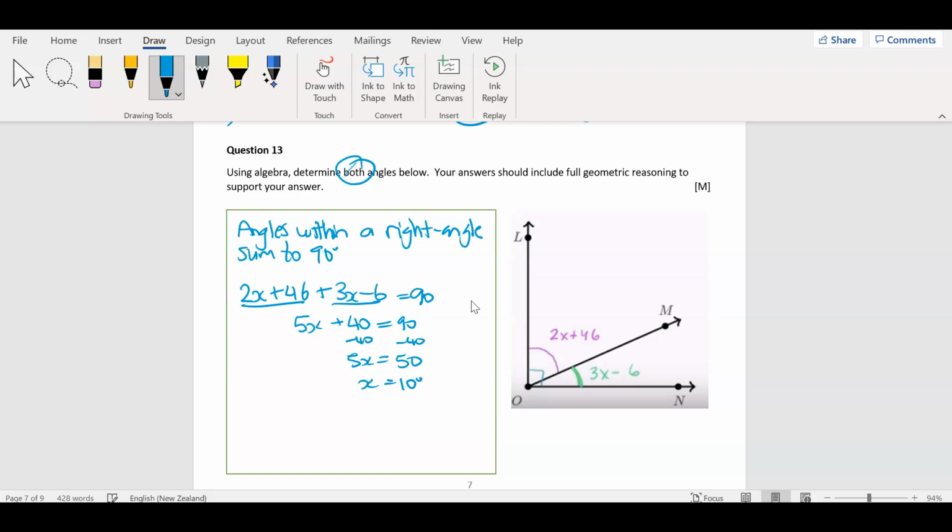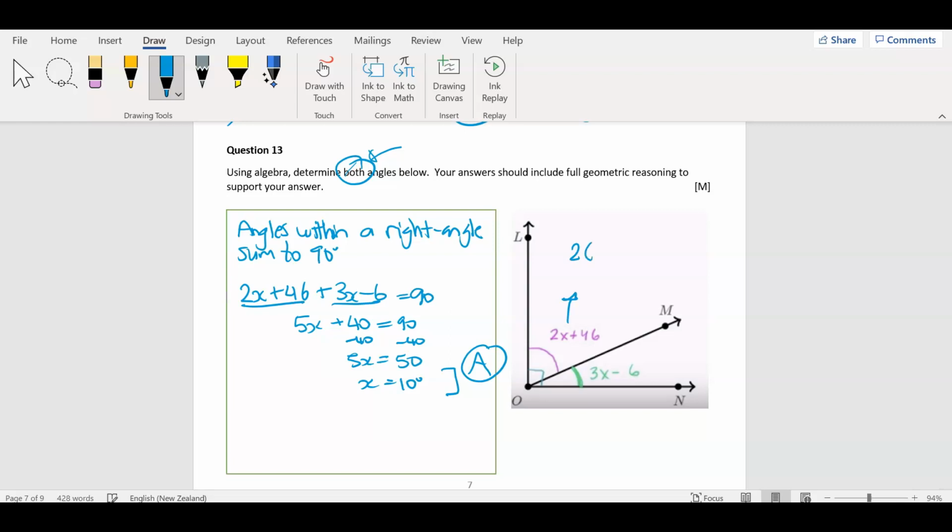A few of us did stop at the x part of it, but you haven't actually calculated any of the angles. So if you stopped there, your teacher would have been a bit nice and probably given you an achieve mark. However, there's a bit more work we need to do. We've been asked to find the angle of both sides, so I'm going to do my work over here.